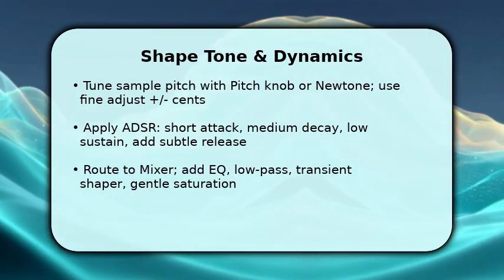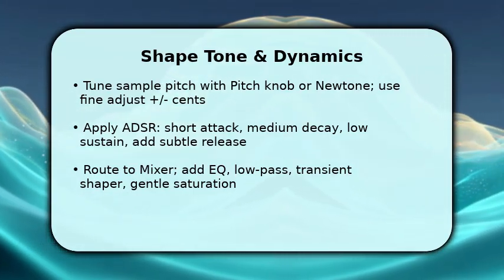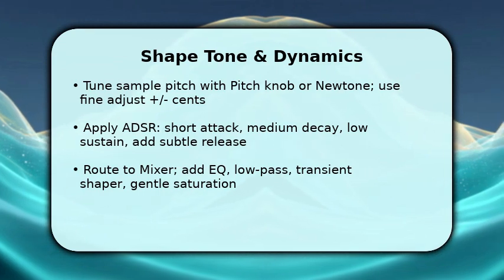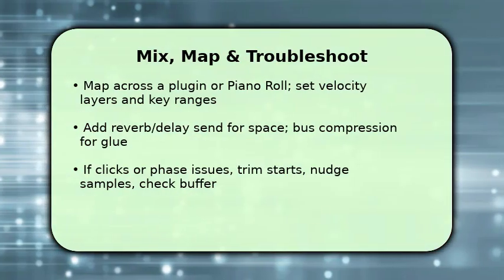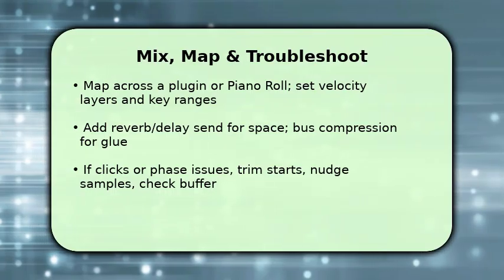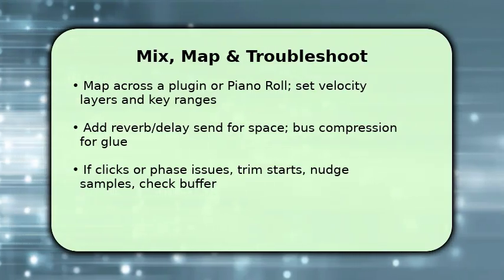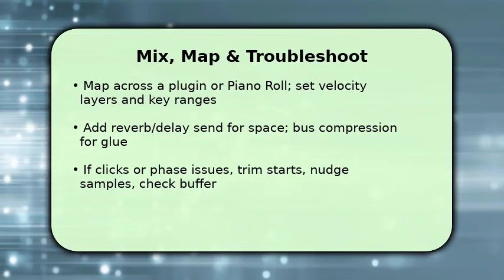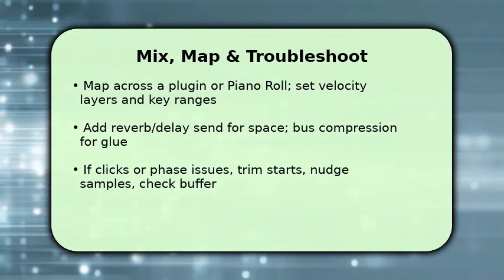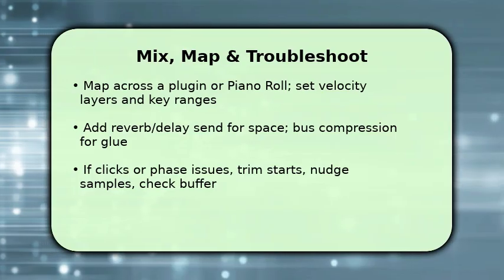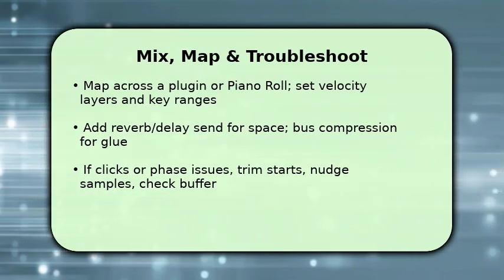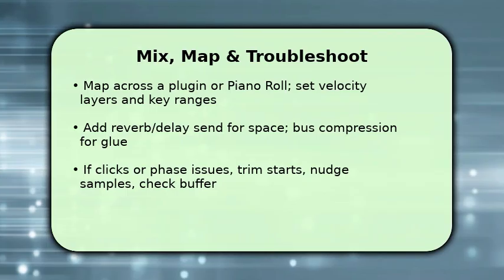Make sure to use a transient shaper for punch, then resample if you want a single-layer multisample. Finish by mapping your processed hits across keys or load the resampled file into a sampler for MIDI performance. Set velocity layers and key ranges so low notes feel weighty and highs stay defined. Send to a reverb or delay bus for depth, and use a light bus compressor to glue layers.